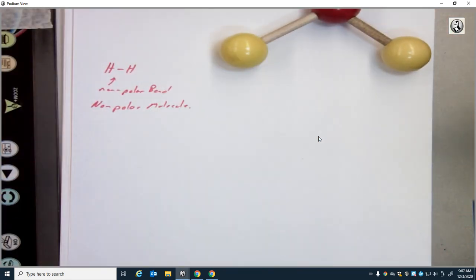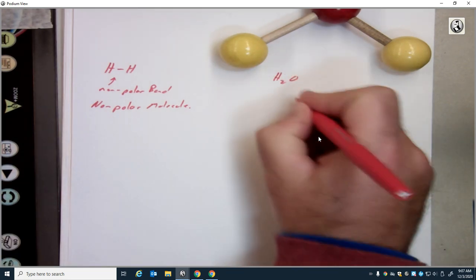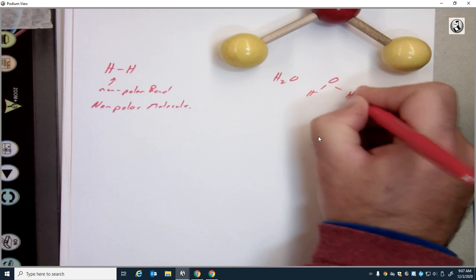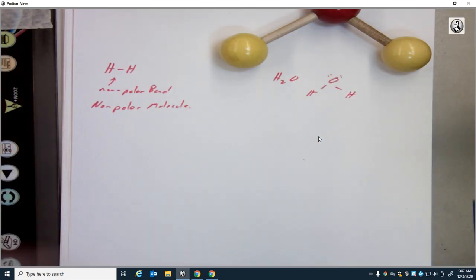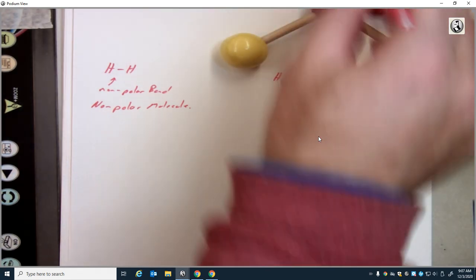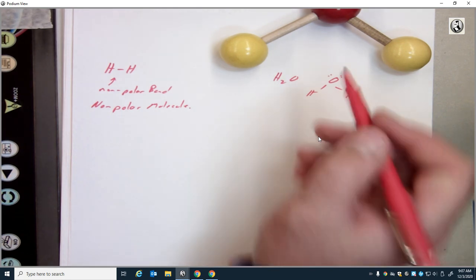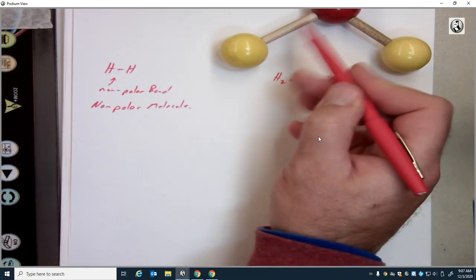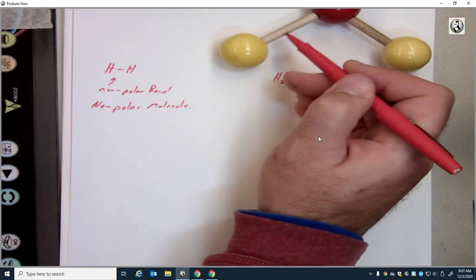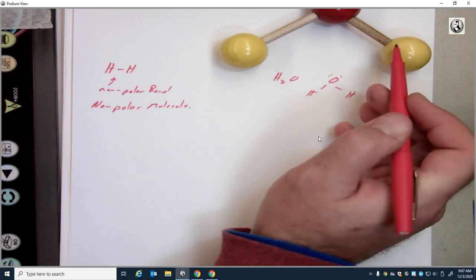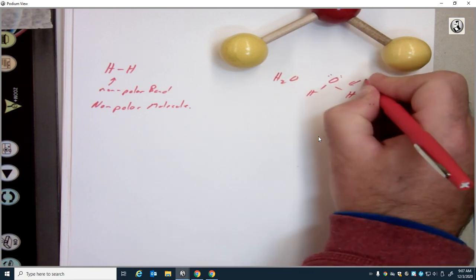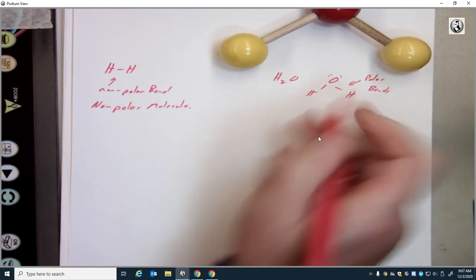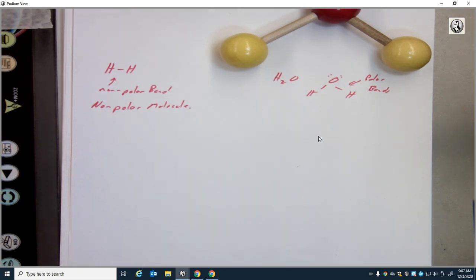Let's look at water. Remember, this has two non-bonding pairs on top of it. If we're talking about bond polarity, now we're talking about what's happening here. We know that the electrons are pulled up towards oxygen, so we have polar bonds. Now, once you have polar bonds, this could be a polar molecule. It could be. If one end of the molecule is negative and one end is positive, you're going to have a polar molecule.